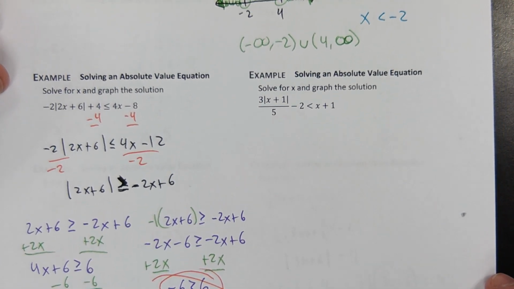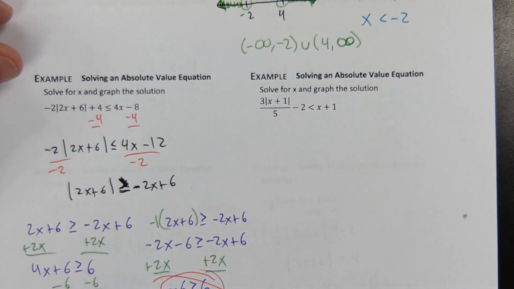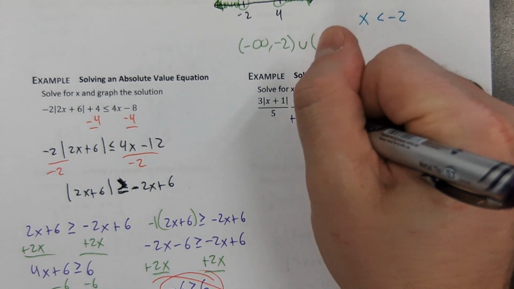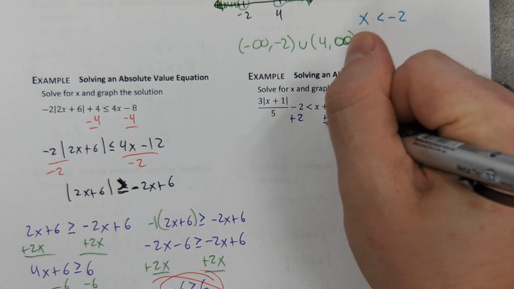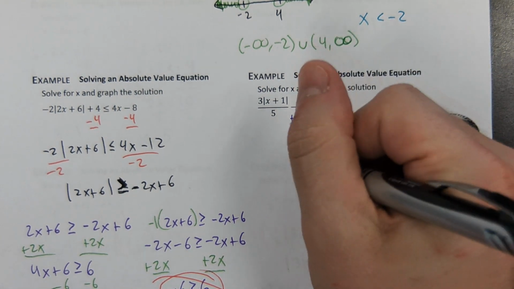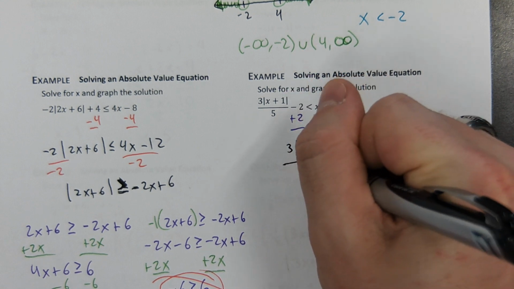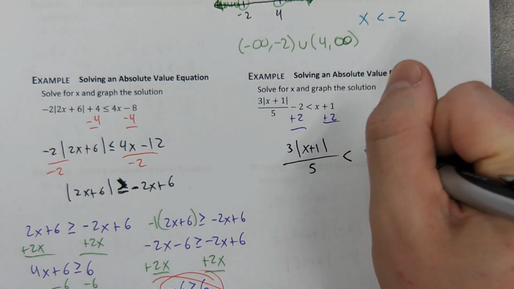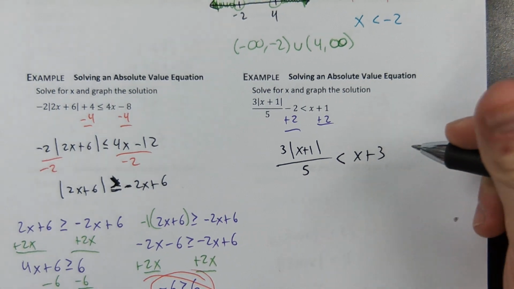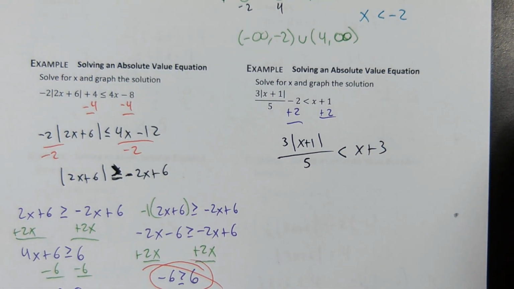Let's isolate these absolute value bars. Ready? First, I want to add 2 to both sides. Three absolute x plus 1 absolute over 5 less than x plus 3. Where would you go from here? How would you handle it from here? Yeah, multiply both sides by 5.